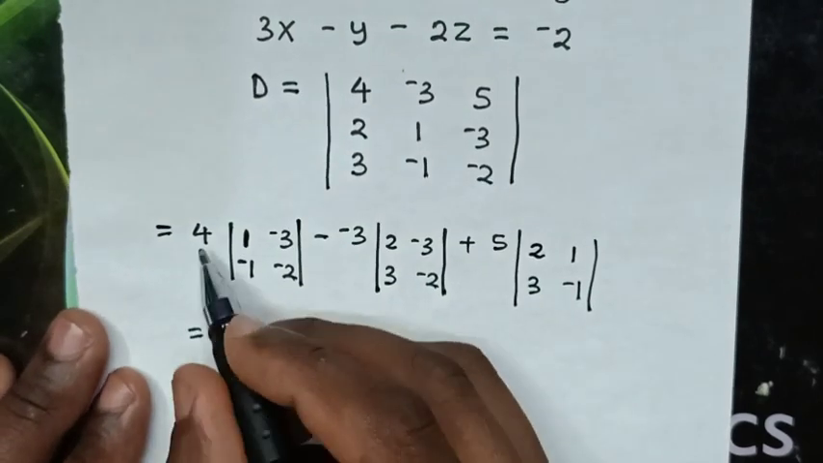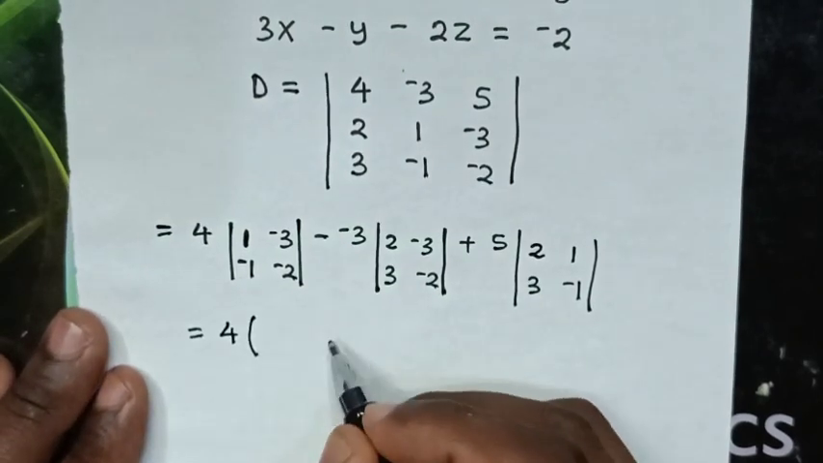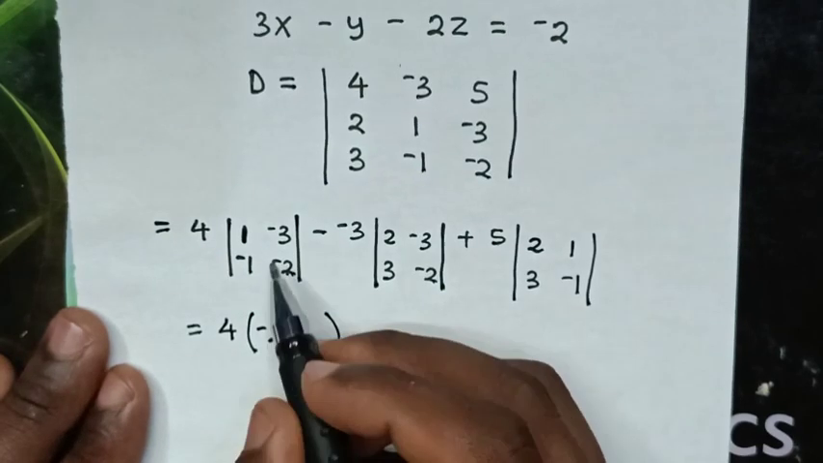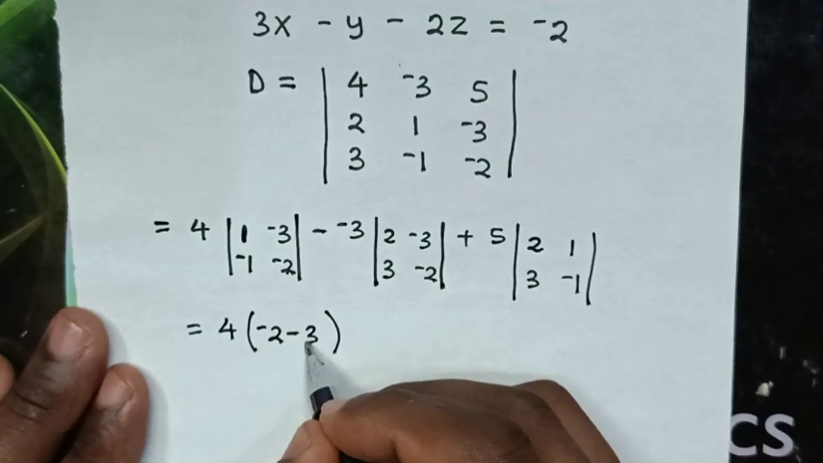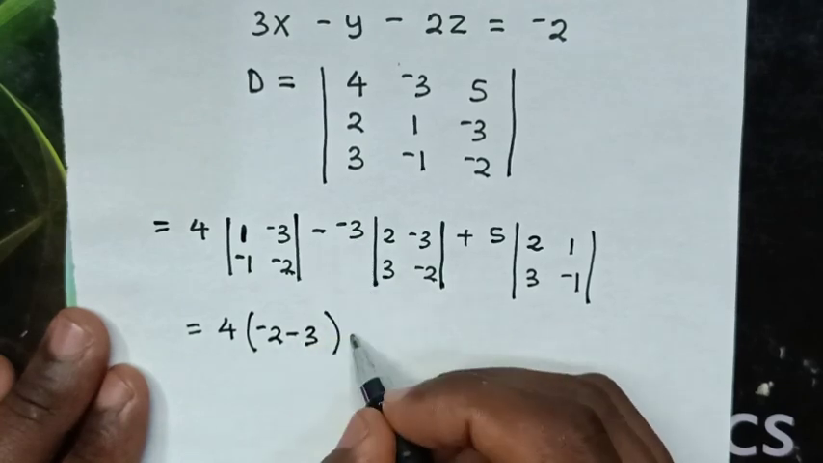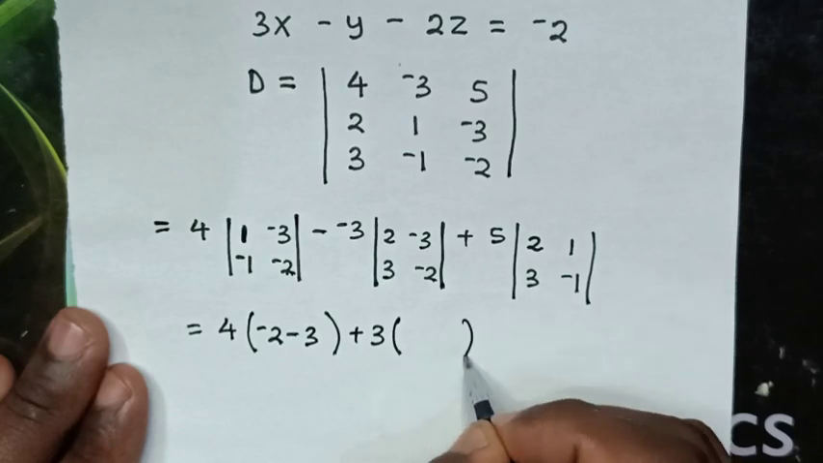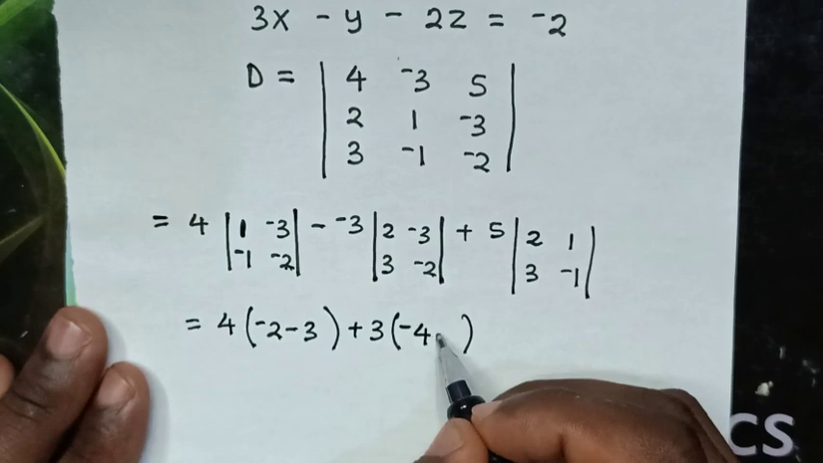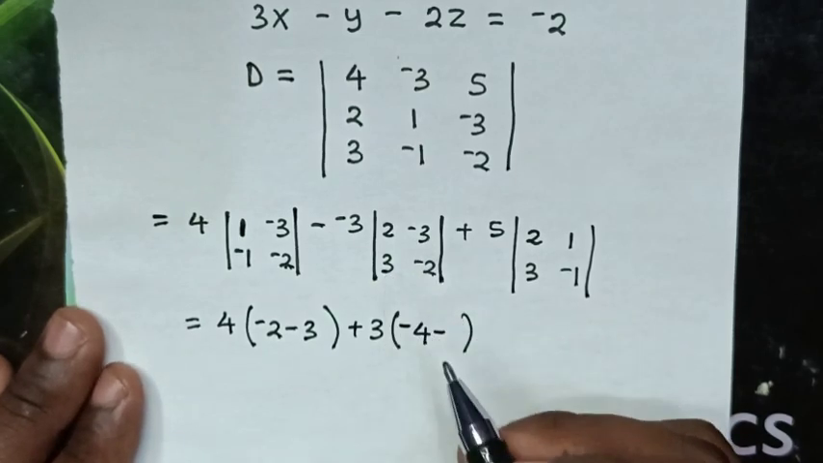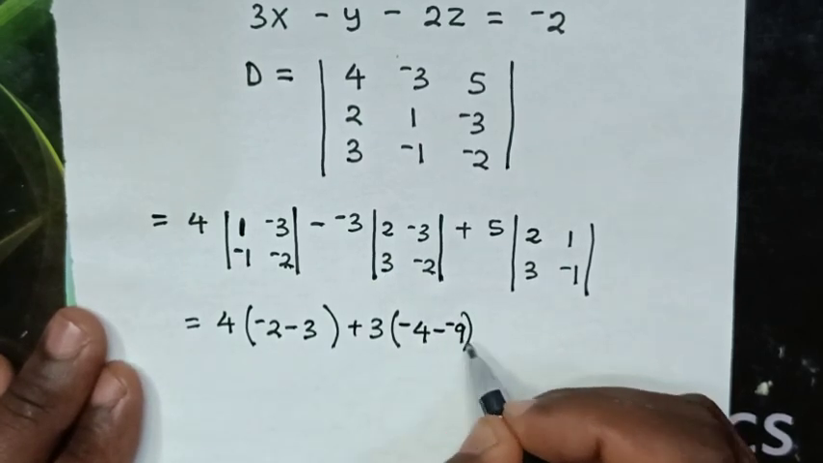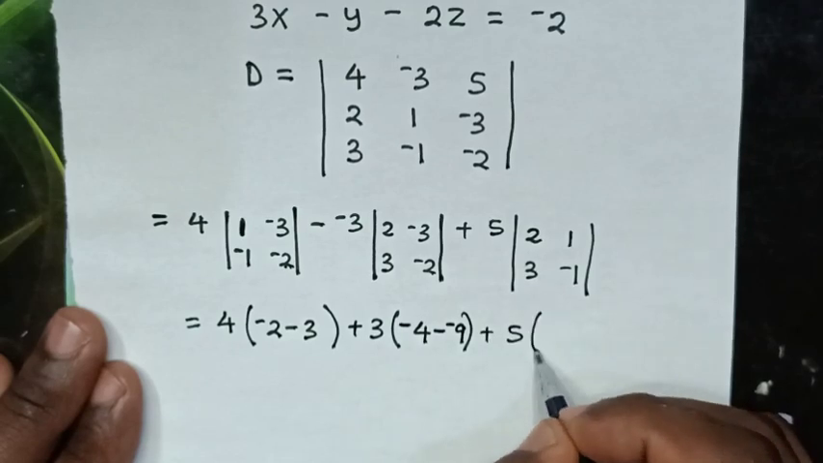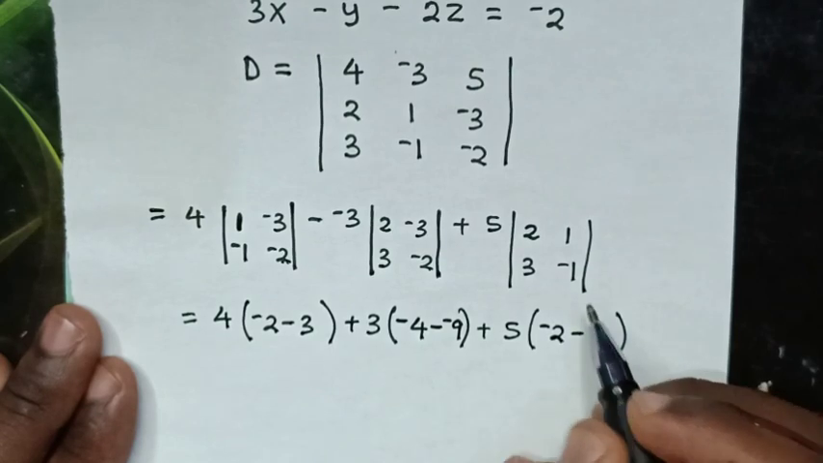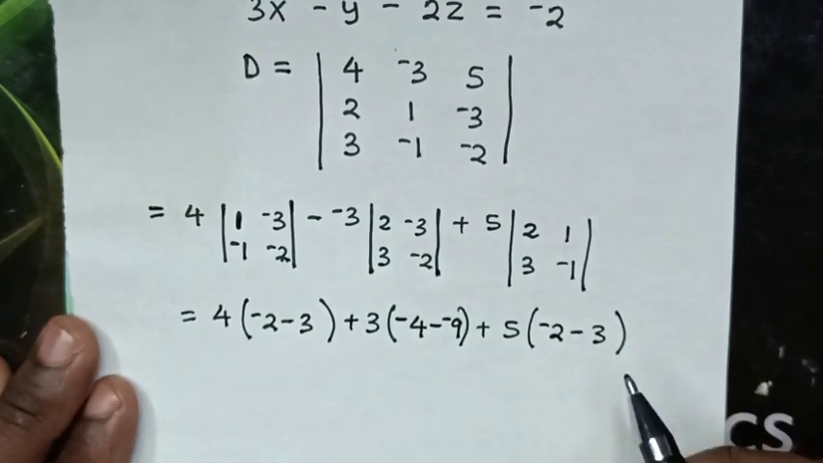Then it will be equal to 4, then brackets 1 times negative 2 is negative 2, minus negative 3 times negative 1 is positive 3. Then negative and negative, it is positive 3, bracket 2 times negative 2, it is negative 4. Then minus negative 3 times 3, it is negative 9. Then plus 5, bracket 2 times negative 1 is negative 2, minus 1 times 3 is 3.